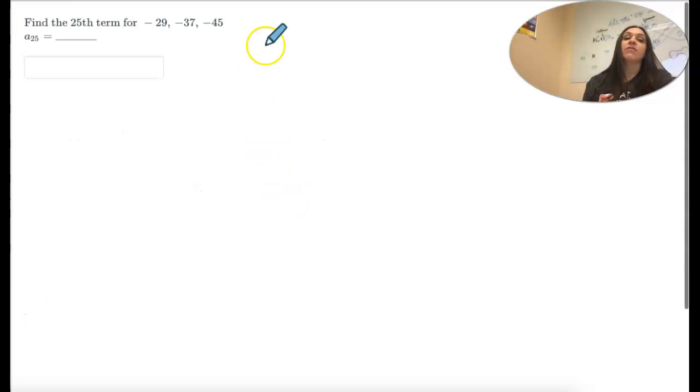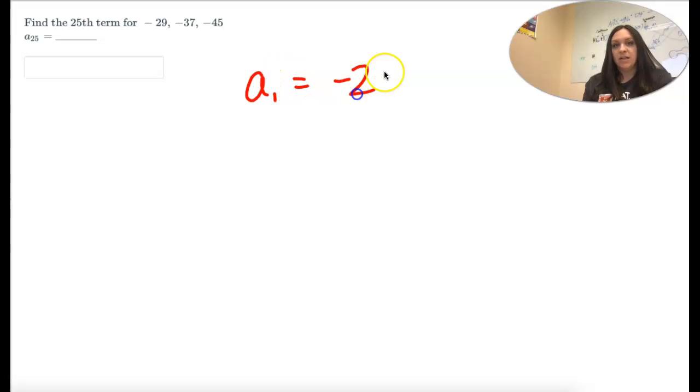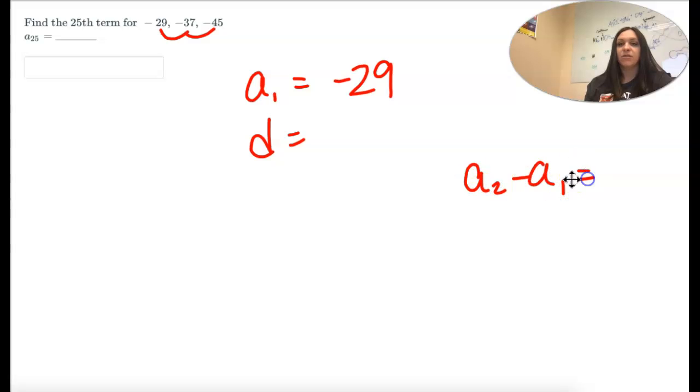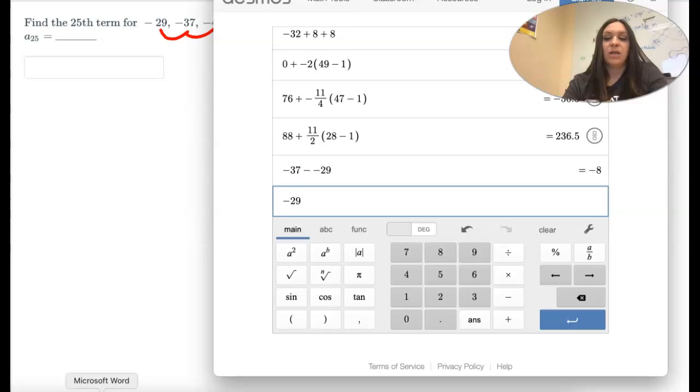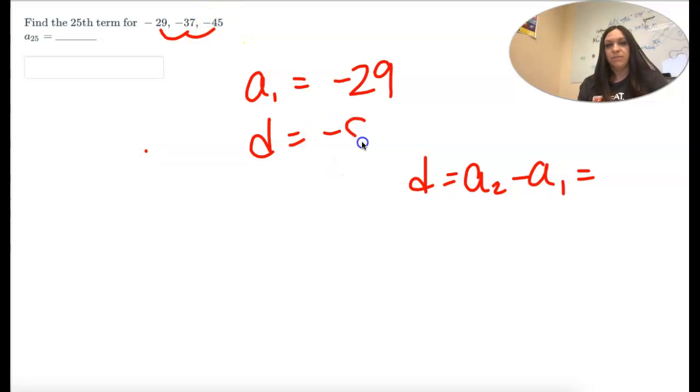And then last one, find the 25th term for the sequence. A1 is negative 29. We need to find the difference. So if you're not sure, take the second term minus the first term, and that's always going to be a way to find the difference. So negative 37 minus negative 29 is negative 8. And then you can check. Negative 29 minus 8, negative 37. Minus 8, negative 45. So D is minus 8.